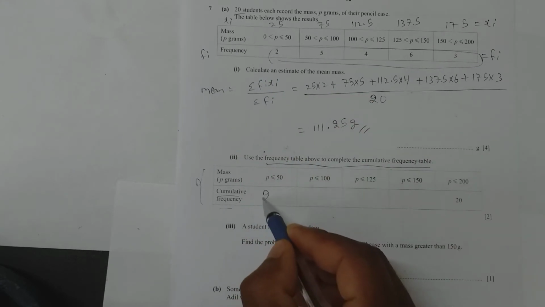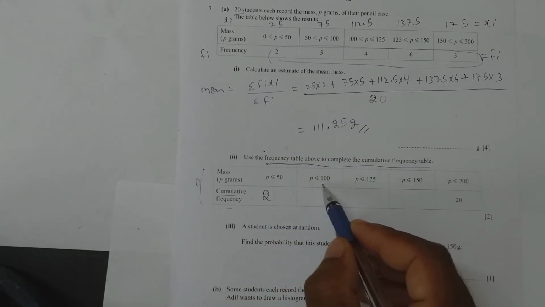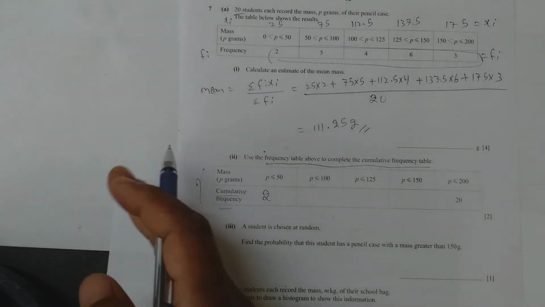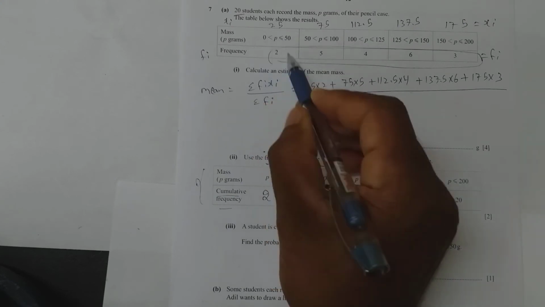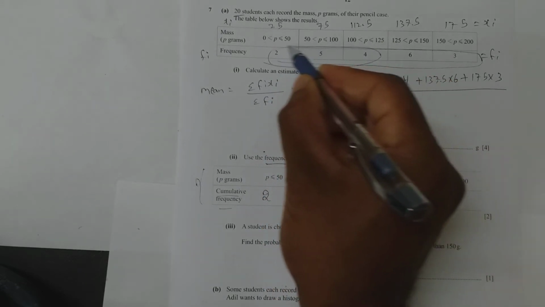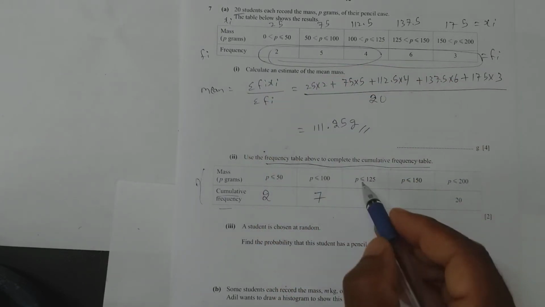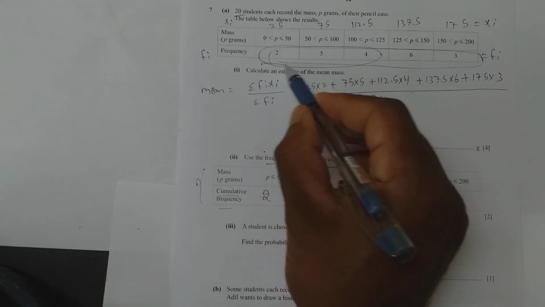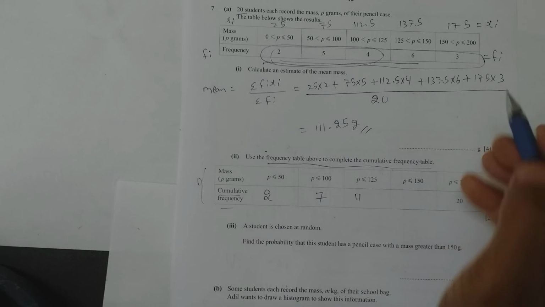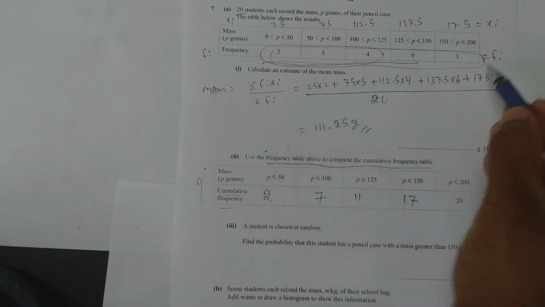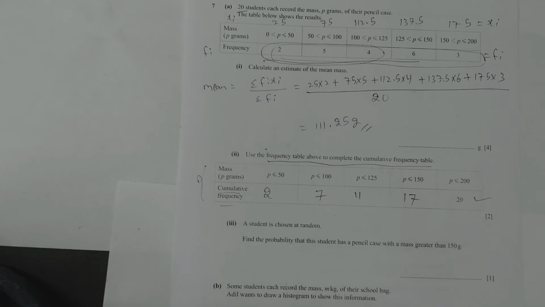2. Now less than or equal to 100 means the range starts from 0 to 100. So from here till here, 2 plus 5 will be 7. Less than 125 means all these three come in the range, so 2 plus 5 plus 4 is 11. Less than 150 means all these 4, the result will be 17. Less than 200 means the sum of all of them, which is 20.